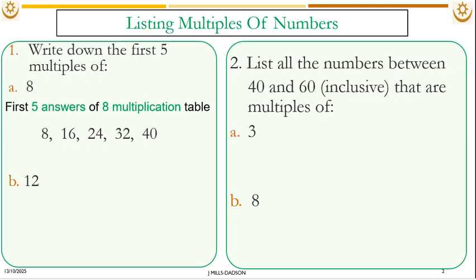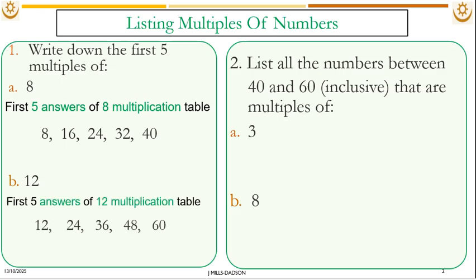Now can you try listing the first 5 multiples of 12 yourself? That means the 12 times table, the first 5 answers. I hope you've done it. That will be 12, 24, 36, 48 and 60.